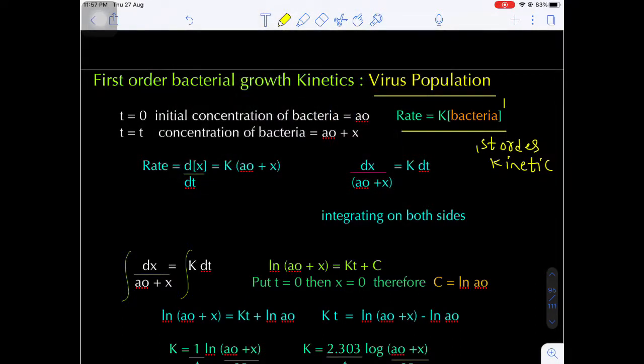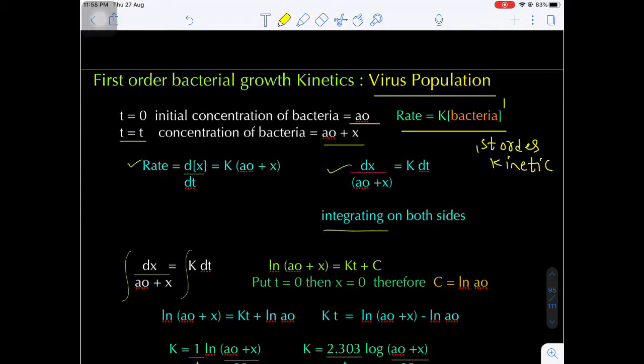Okay, now the initial concentration of bacteria, let's suppose A0. After a certain time interval t, the concentration of bacteria increases, so I am taking A0 plus x. Now from the rate expression, dx by dt is equal to k times the concentration of bacteria at time interval t, that is A0 plus x. Here dx by A0 plus x is equal to k times dt.